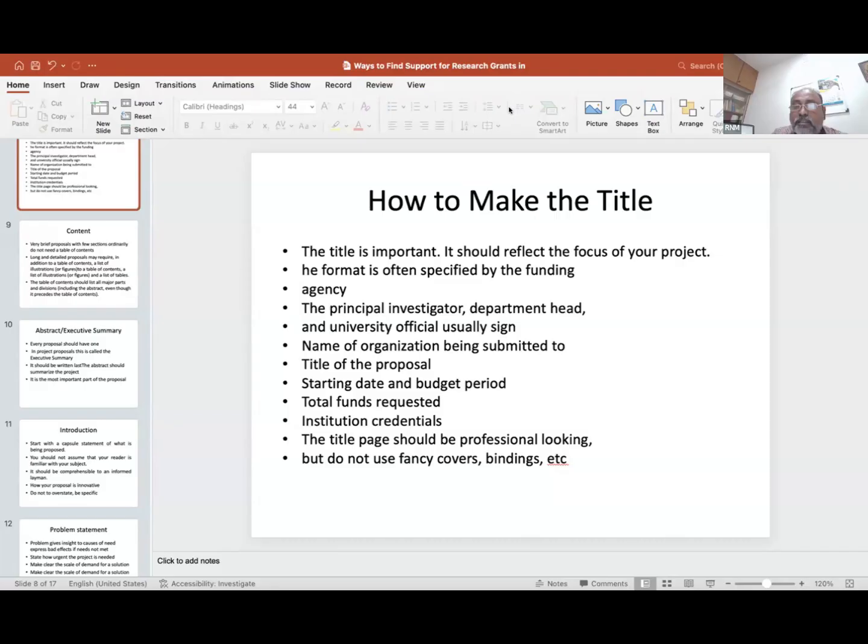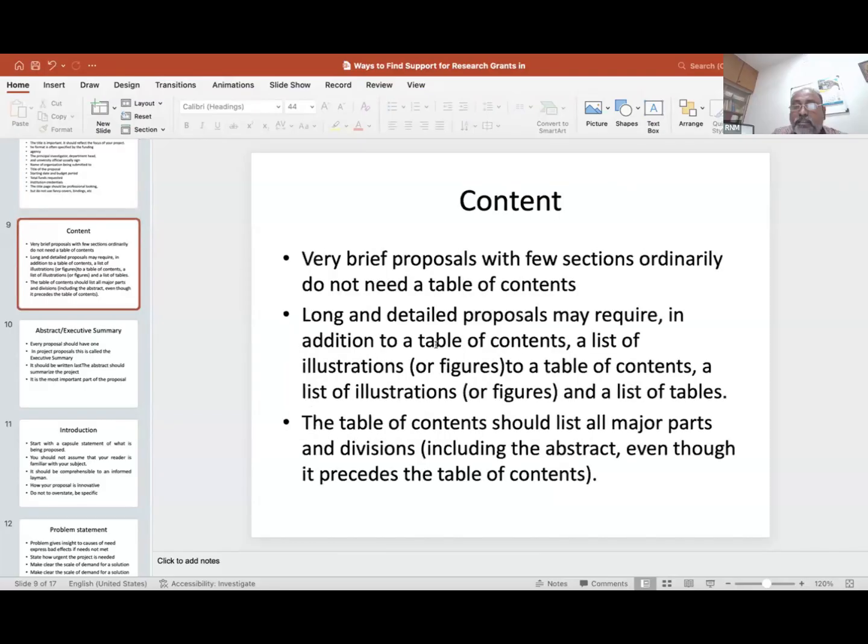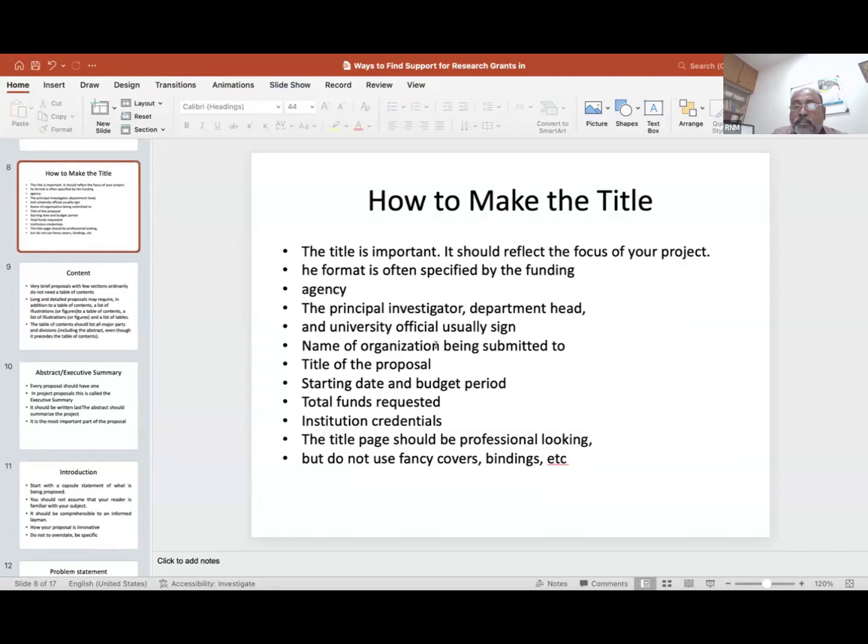But at the same time it does not have to be very fancy, and many people do not like it bound, because a report is bound, not a proposal. So this is how. Then next slide please.